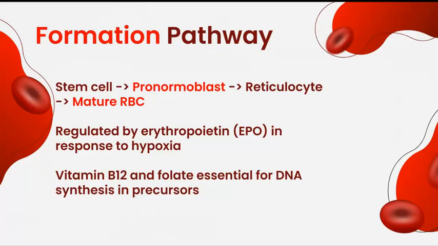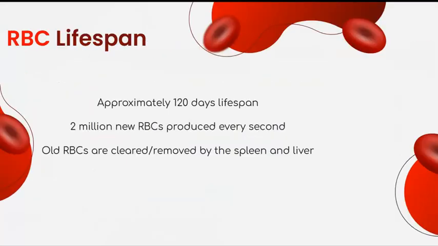Reticulocytes still have residual RNA and organelles, but within 24 hours they fully mature. A healthy adult produces about 2 million red blood cells every second to replace the less than 1% that are removed daily. Each cell lasts about 120 days before being cleared by macrophages in the spleen or liver.